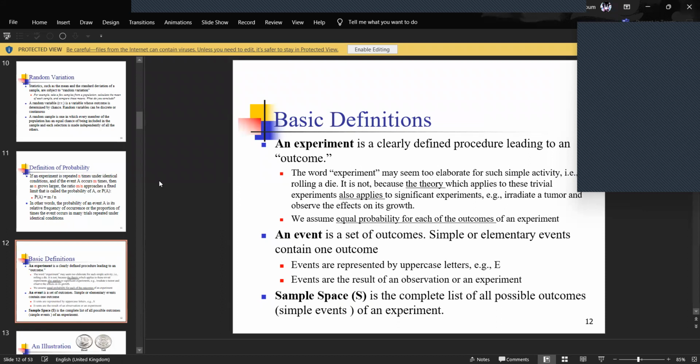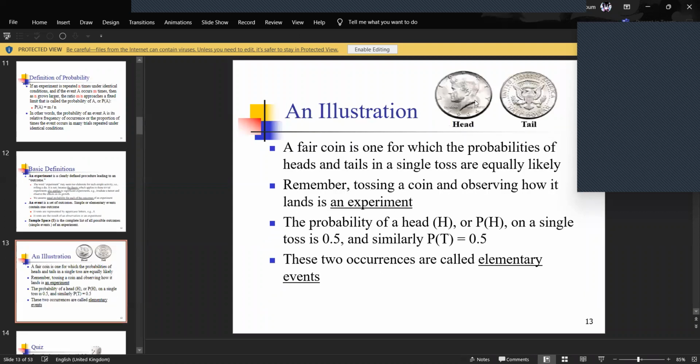So an experiment is a clearly defined procedure that leads to an outcome, such as flipping a coin, and an event is a bunch of outcomes. So for flipping a coin, it's heads, or it could be tails. And the sample space is a list of all of those events. So for flipping a coin, it's heads, tails, and that tiny, tiny, tiny probability that it exactly lands on its side. All right, so a fair coin will have equally likely chance of getting heads or tails.